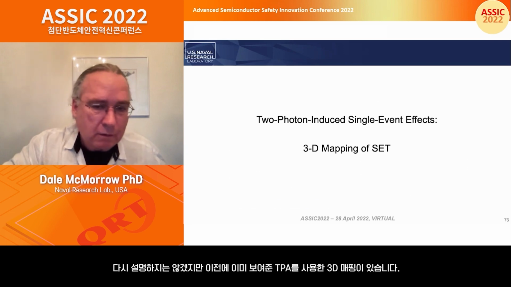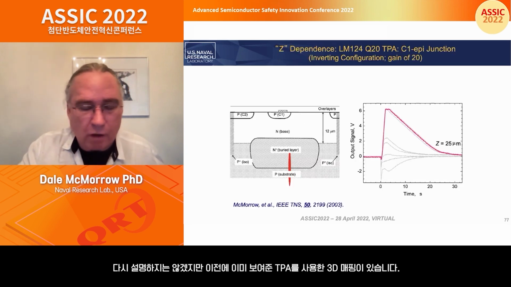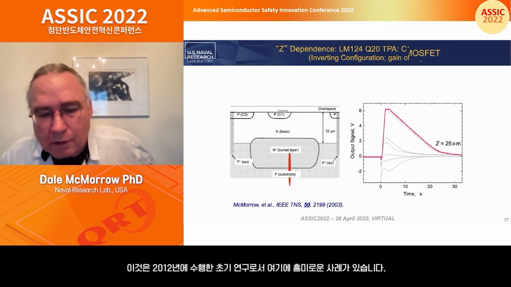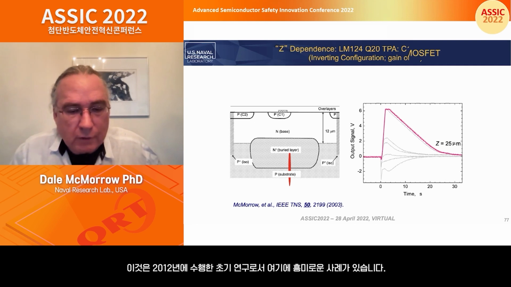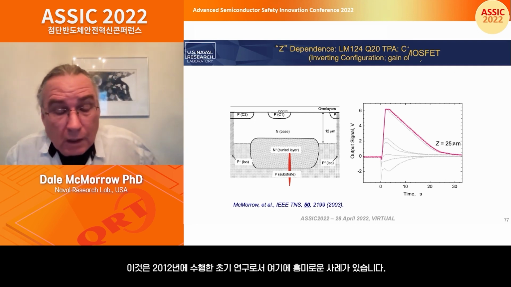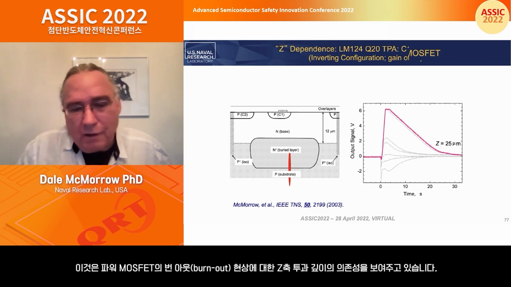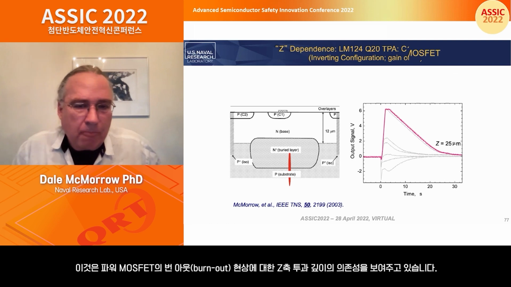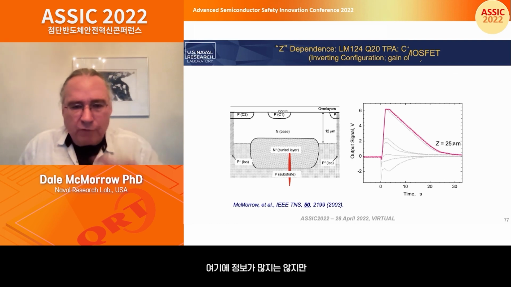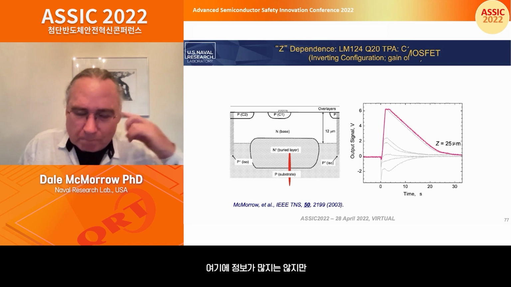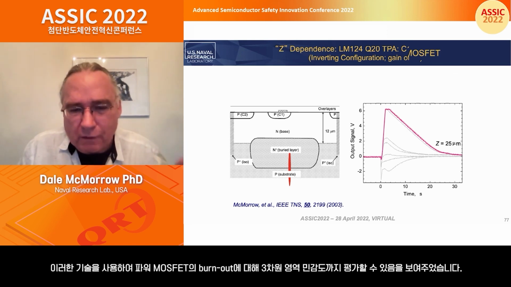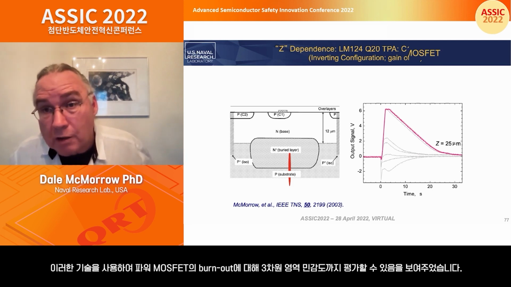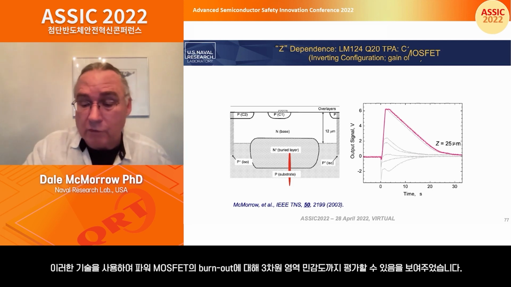3D mapping using 2-photon absorption. I showed you this example already. I'm not going to go through that again, but here's an interesting example. This was some early work done back in 2012 by the Puget group. This is looking at the depth dependence, the Z dependence of burnout in a power MOSFET. There's not a lot of information shown here, but these results showed that you could use this technique to evaluate the 3-dimensional sensitivity of burnout in these devices.